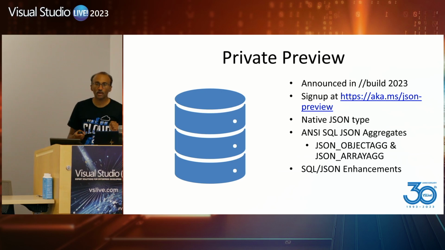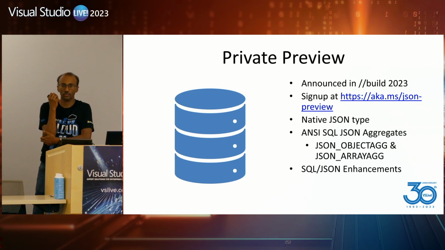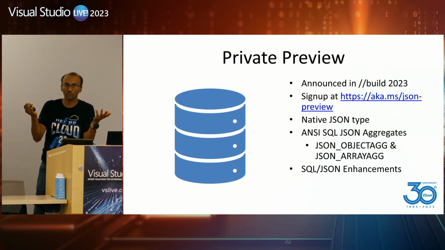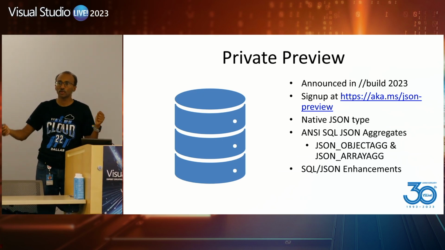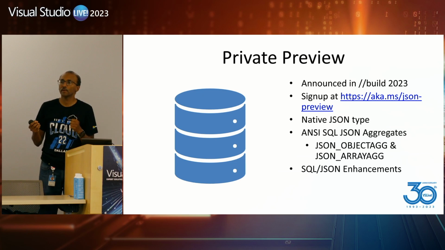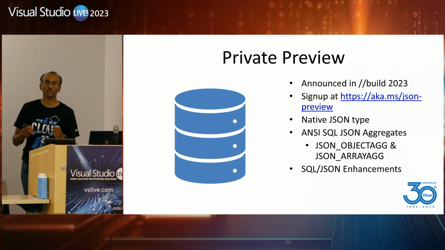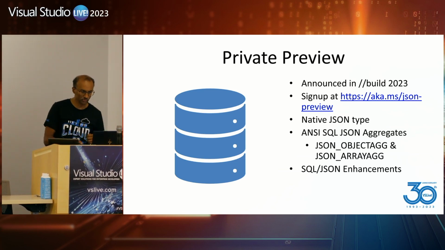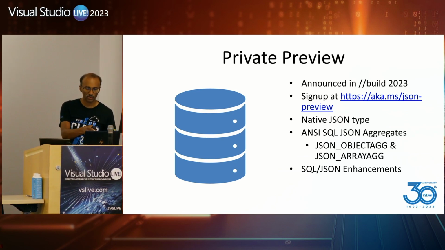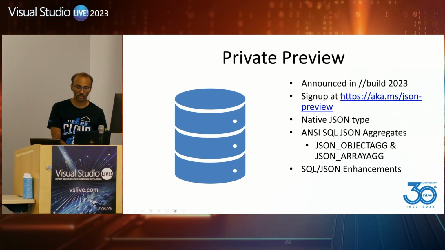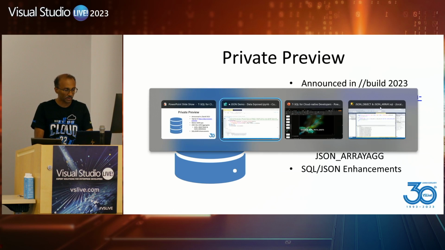Then we also have a few aggregate versions of the JSON constructors. Just like today you have STRING_AGG, which can take some column values and produce a comma separated string, similarly you can aggregate and produce a JSON document instead. So these are some capabilities which we've announced for private preview. If you're interested in the preview, you can sign up at this URL, which has the details.